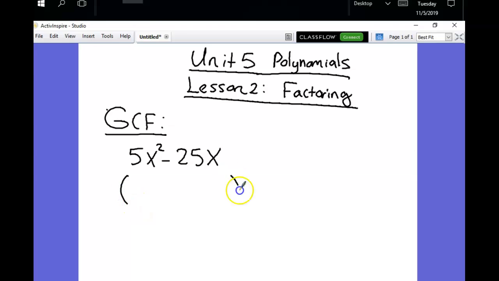So the GCF method is the one where you look for numbers that divide into these. What's the biggest number that goes into 5 and 25? 5. And then you can also take out some x's, right? So we can take out an x also. And then we're going to divide that out of these. So what's 5 divided by 5 give me? 1. And what's x squared over x?